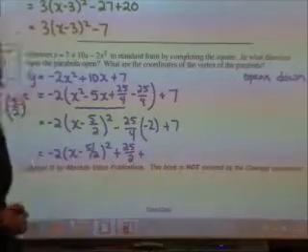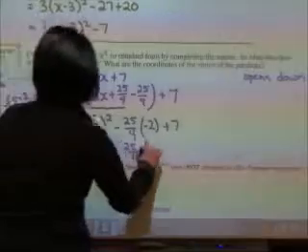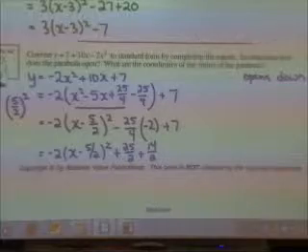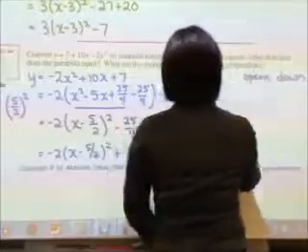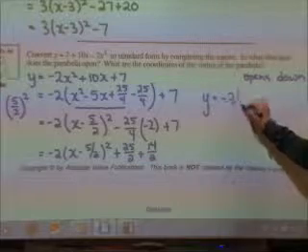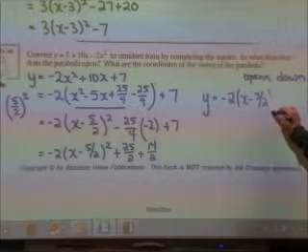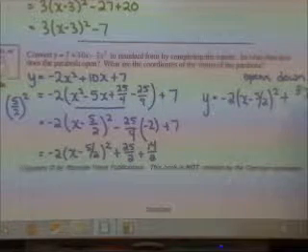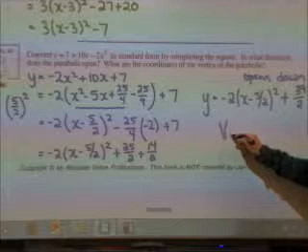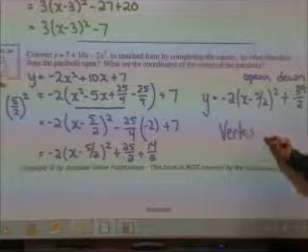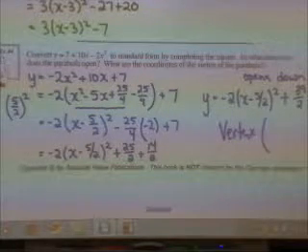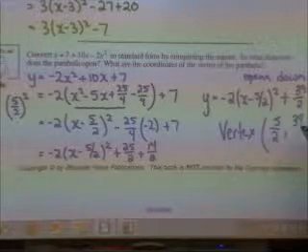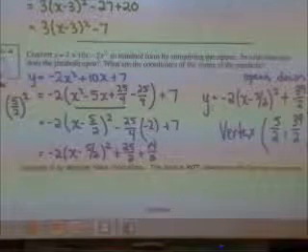And 7 would be how many halves? 14. So I have 25 halves and 14 halves, which together, my final equation, -2 times x minus 5/2 squared plus what? 39. So my vertex would be what? My vertex is my P and my Q value. Good.